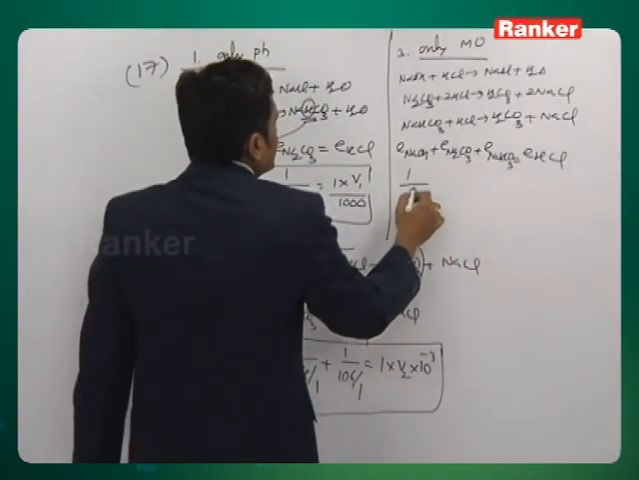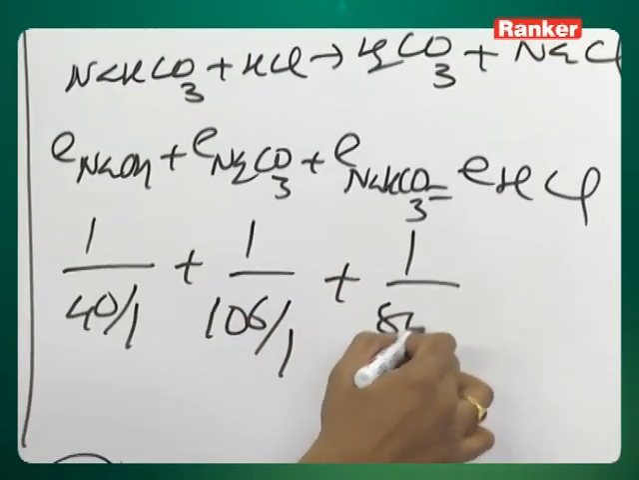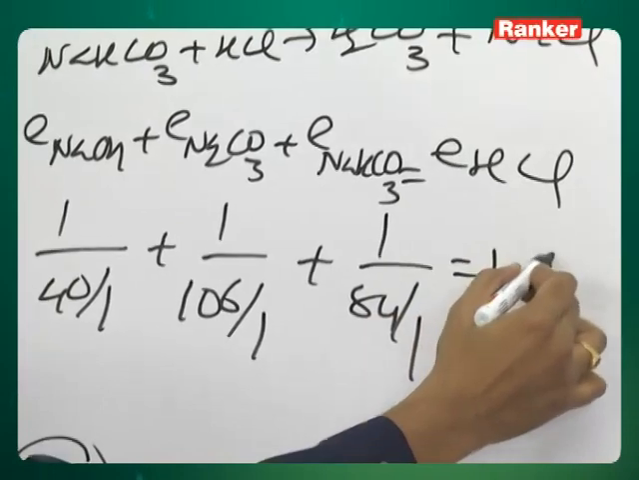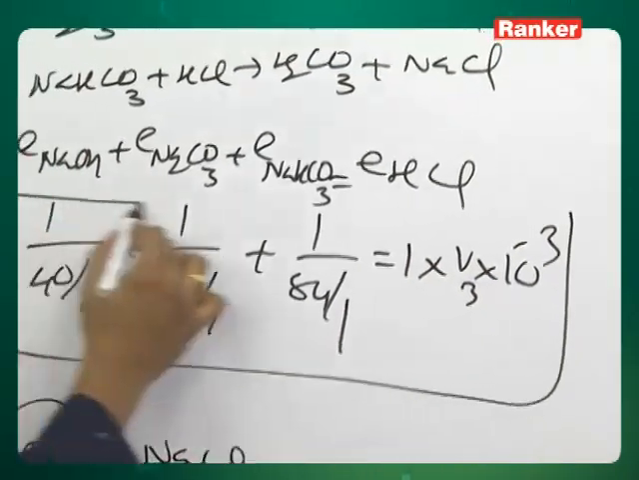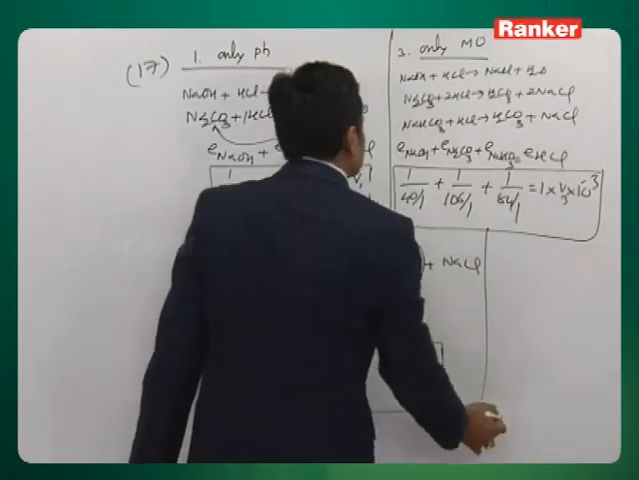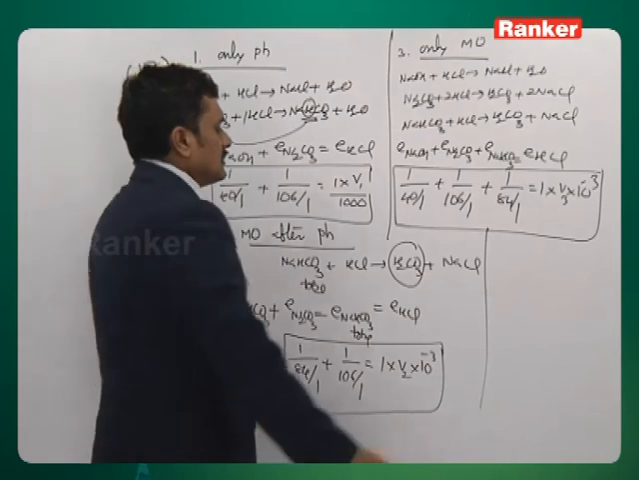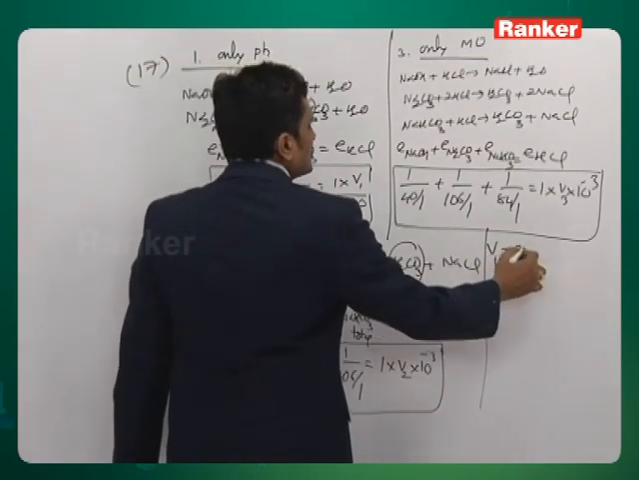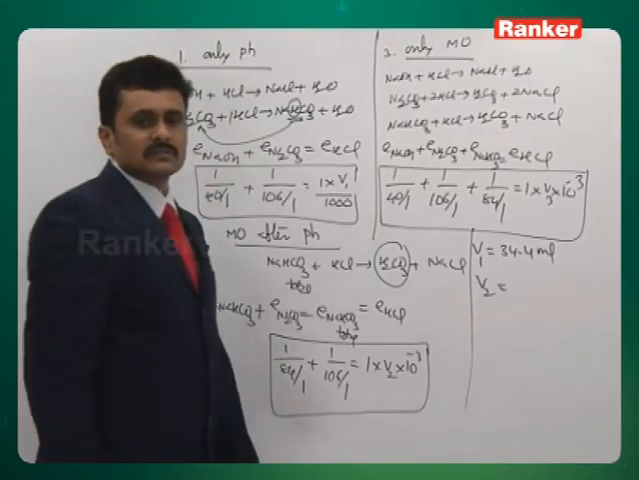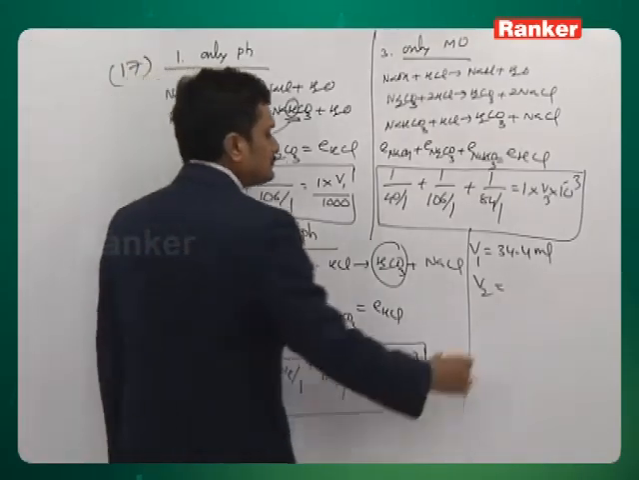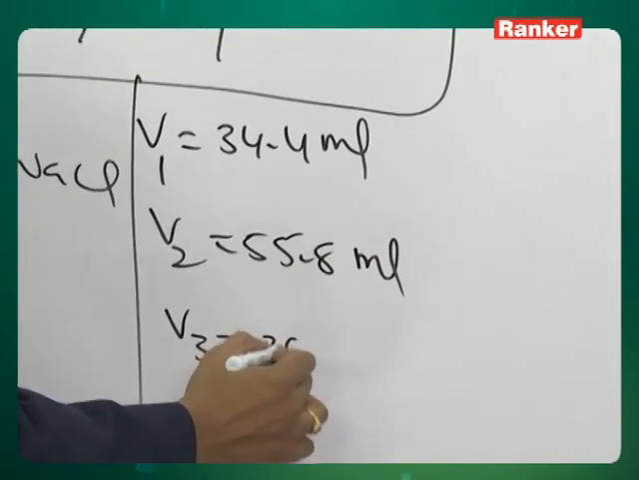Weight upon equivalent weight in every case. This time I will assume that the volume of HCl required is V3. A simplification of these three equations will fetch you the values of V1, V2 and V3. V1 you will get as 34.4 ml. V2 will be 55.8 and V3 is 20.8 ml.